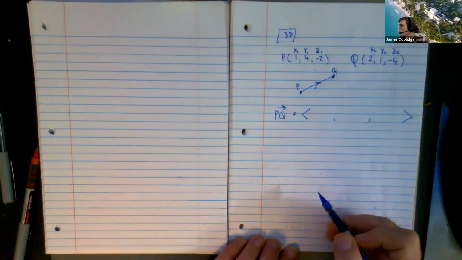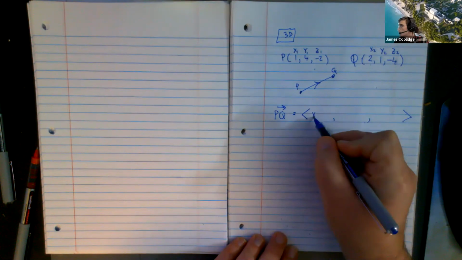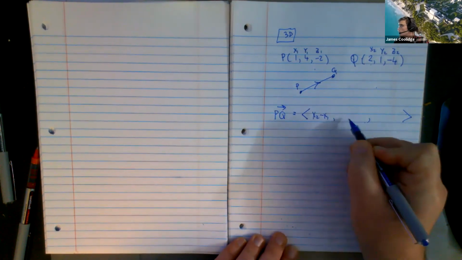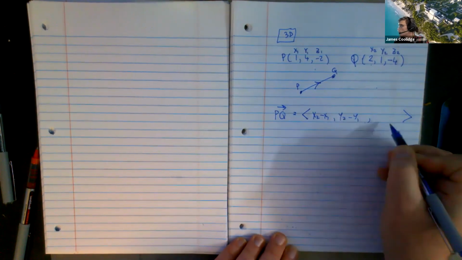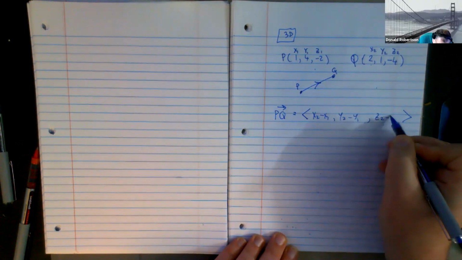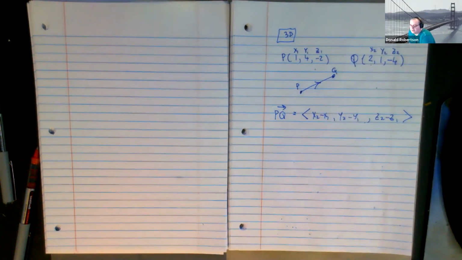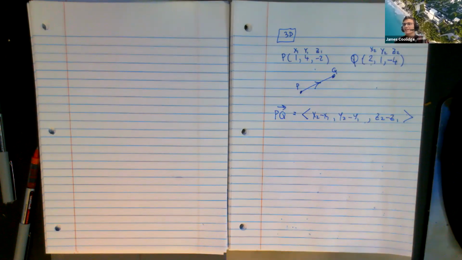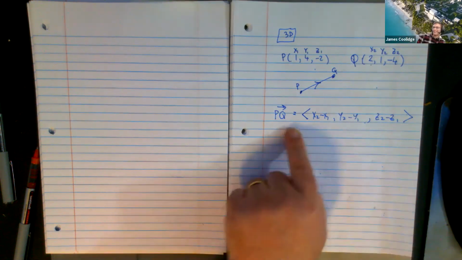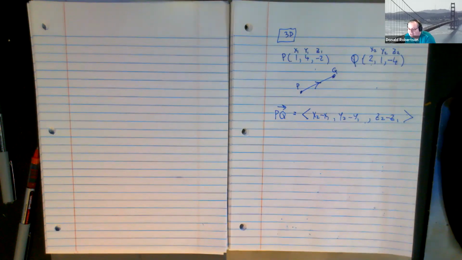Any ideas? Would you just go x2 minus x1, y2 minus y1, z2 minus z1? Almost right, but z2 take away z1. Apart from that, you nailed it. Does that make sense? It's basically destination take away start, right? And that's actually how I do it in my head. When I'm doing the vector between 2 points, I just say second takeaway first, second takeaway first, second takeaway first.